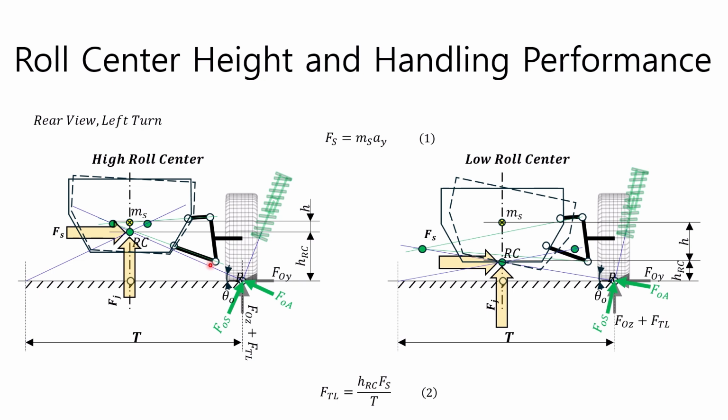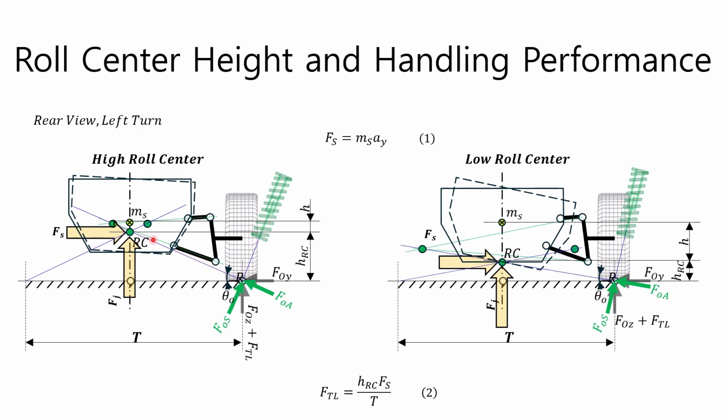Therefore, when the roll center is high, the sprung mass will hardly roll under a large lateral acceleration, and the jacking force will increase, pushing the roll center and sprung mass upward, so the angle theta O will become larger, and the load transfer through the link can increase dramatically.